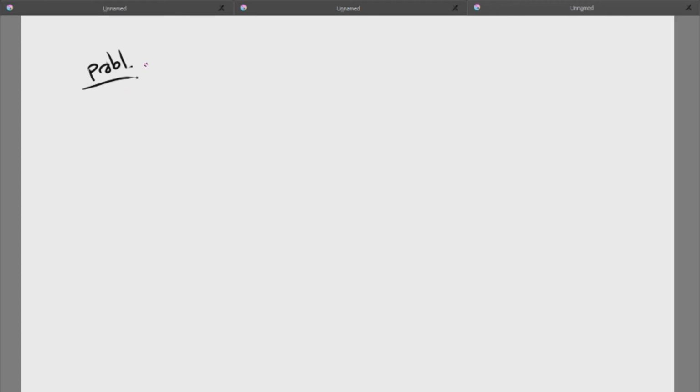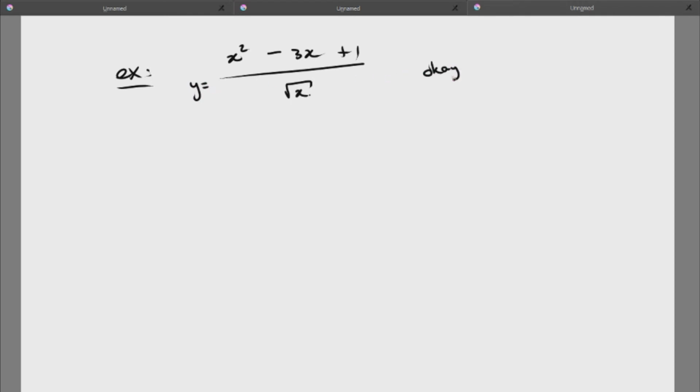Let me backtrack a second. I can't remember exactly the example we did, but if I look, for example, at x squared minus 3x plus 1 over root x, something like that, that is the ugliest square root I've ever seen. I can handle that. I just have to simplify. So that's okay. I can do that with my existing properties.